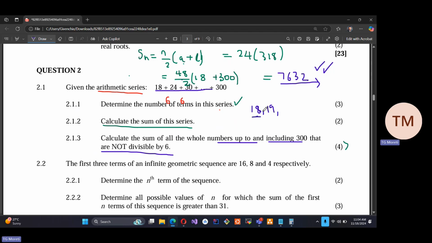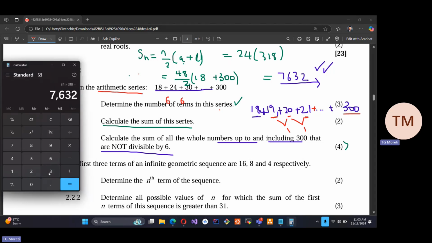So we will not count 18. Our series will look something like 18, 19, 20 plus 21, so on until 300. Now, observe very clearly that our sequence will be 19, 20, 21 plus other numbers, but they should not be divisible by 6. The numbers have to be whole numbers, and the difference is going to be 1. They must include 300 and must not be divisible by 6. But we know that 300 is divisible by 6, so our last term will not be 300. In fact, it will be 299.